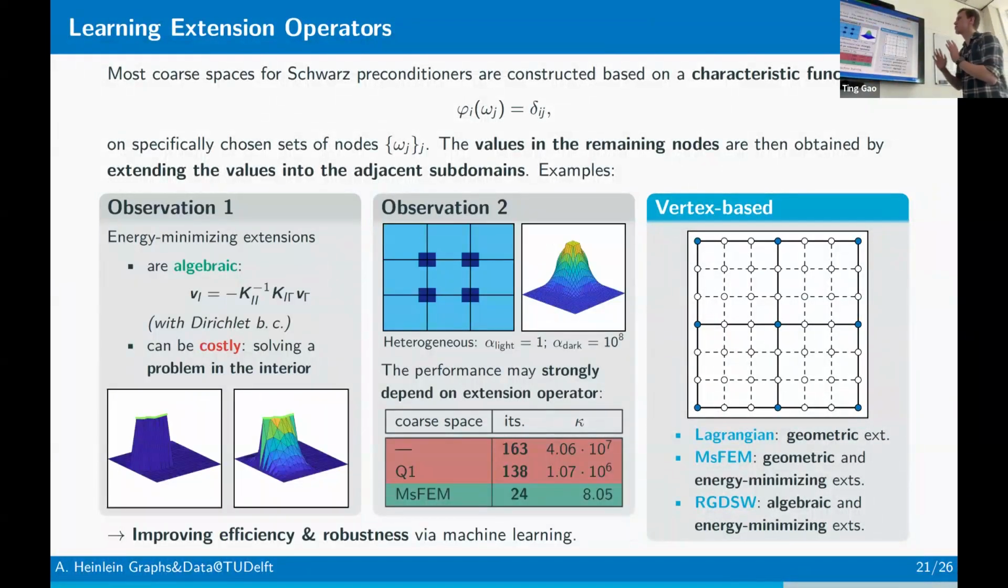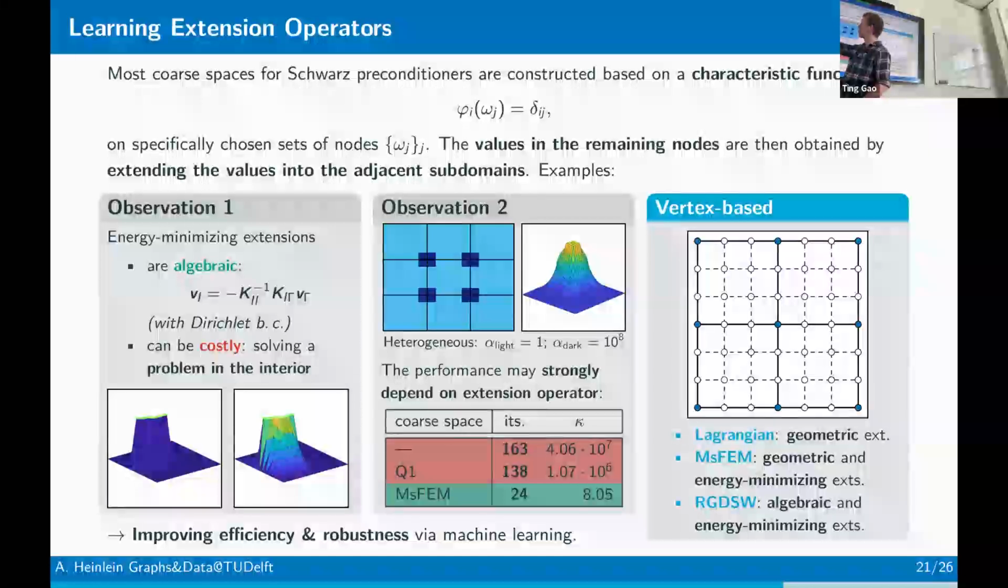And just to say again what these two things are. One is, in order to compute the functions, we have to solve a problem.